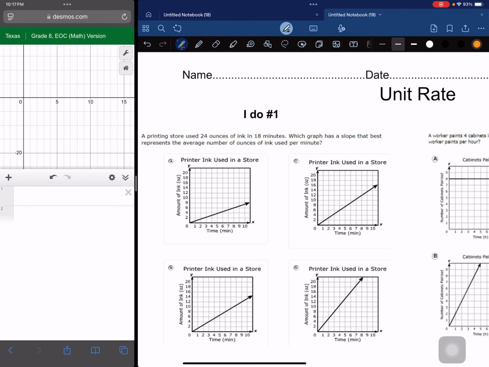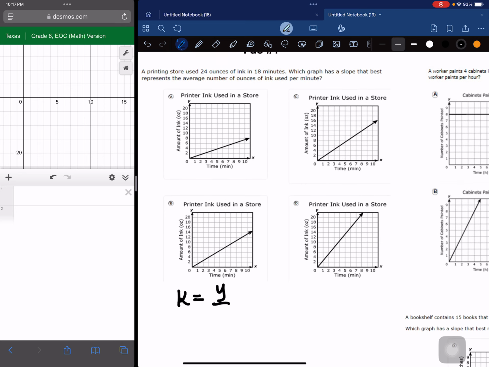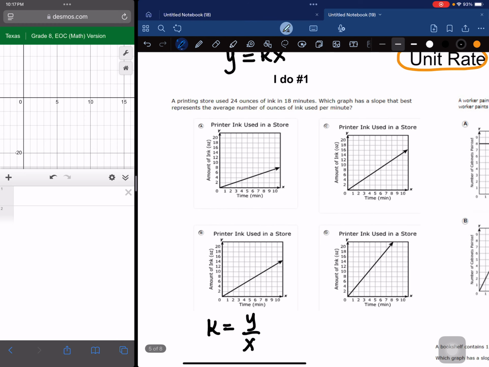Good day. Today we're going to solve unit rate using a not so different method from what you already know or learned from your previous teacher. I want you to remember that unit rate deals with the equation y = kx, wherein k = y over x, which means whenever you have a word problem, there will always be two numbers given. I need to know which one is my y value and which one is my x value.